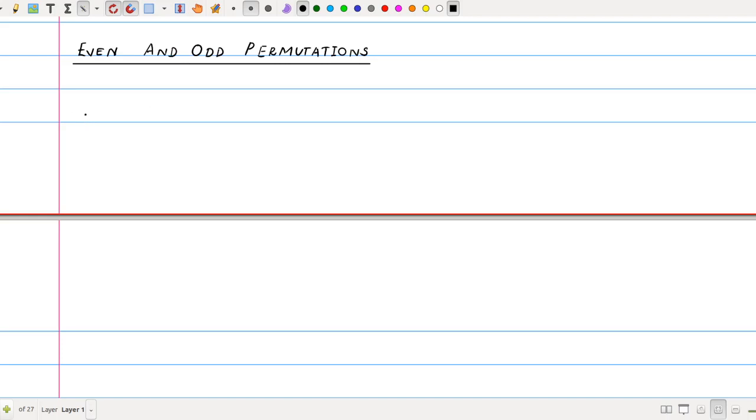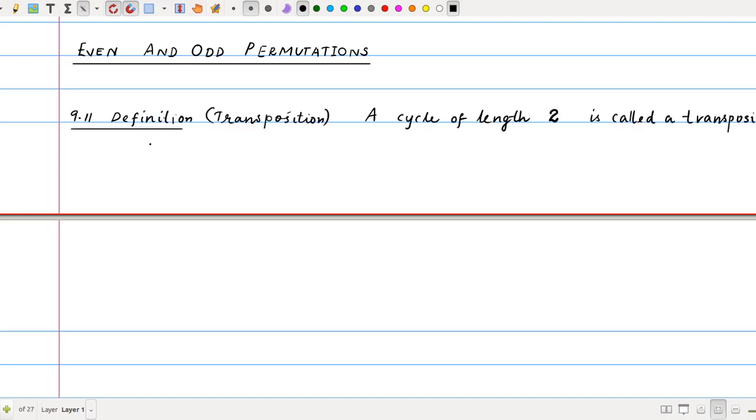So we start with the definition of transposition. Transposition is a cycle with a length 2. This is definition 9.11: a cycle of length 2 is called a transposition. Now we have seen what is a cycle.